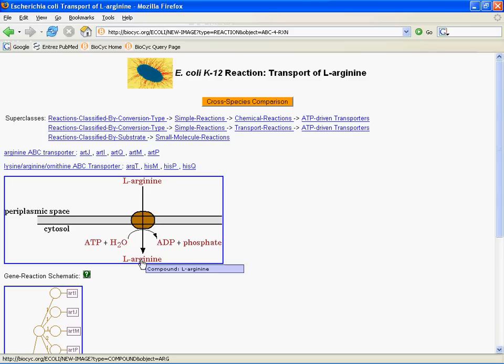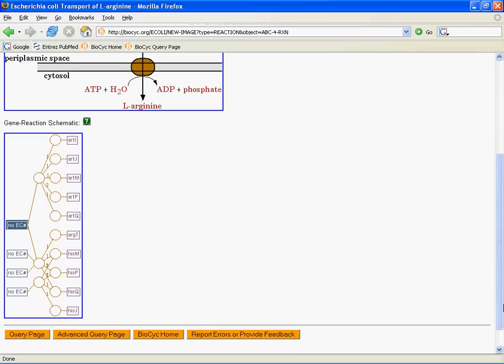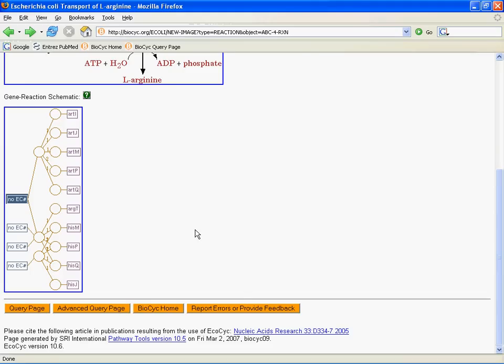Down below that schematic representation of the reaction, and I'll just pull the page down, we have a gene reaction schematic. I'm not going to discuss what a gene reaction schematic is in detail right now, but very briefly, it shows how reactions, proteins, and genes interconnect. And again, when you don't know what's going on, if you see a little question mark, it means we think you might be confused by that. Click on that, it'll take you to an explanation. This webinar series will address the gene reaction schematic later, toward the end of the series. We're not going to worry about it right now.